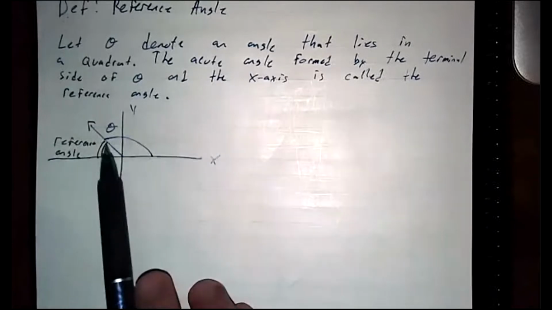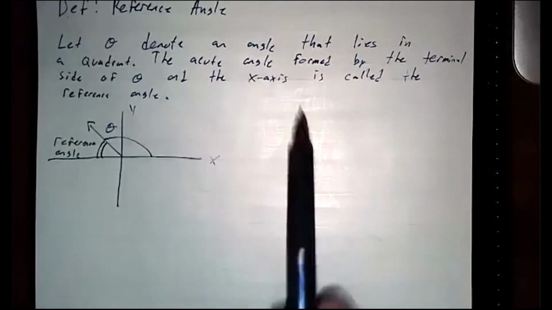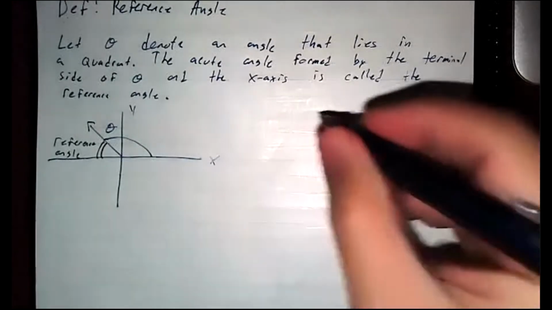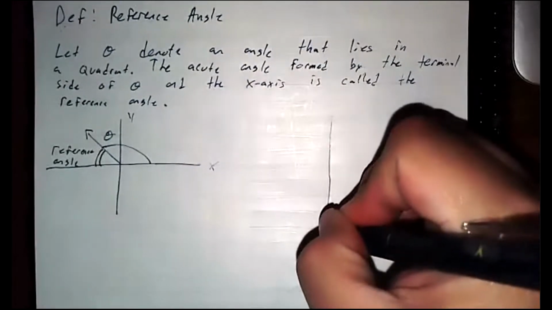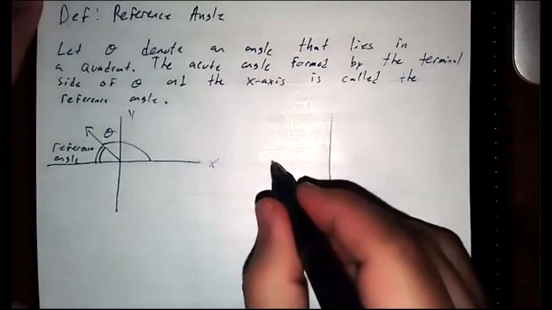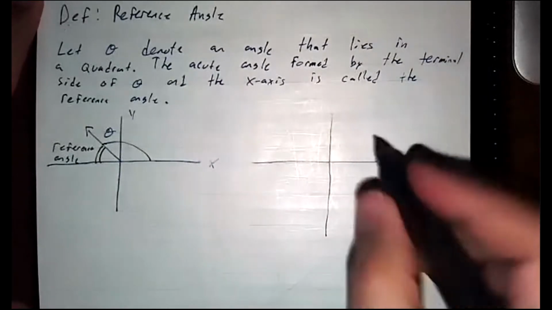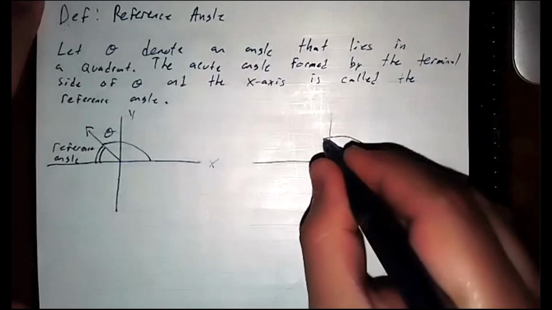How far am I from the x-axis, right? That's what the definition said. All right. I'll give you a couple examples because there are different scenarios. So let's say your angle goes all the way down here.